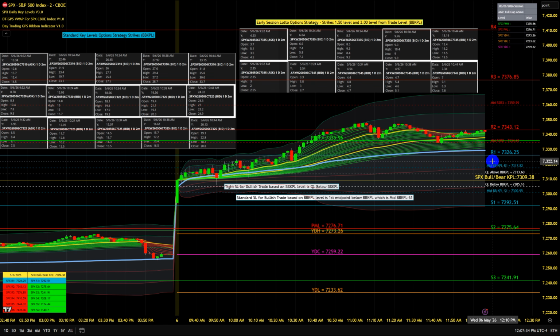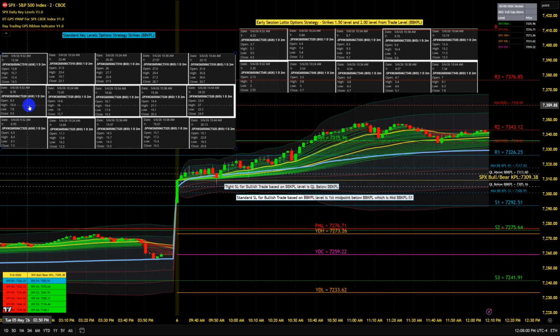The third and final one that you can consider using in the standard daily key levels strategy is going to be one full key level away in the direction of the trade. So in this case, since it's from the bull bear key price level, one full level away is R1 in the direction of this bullish trade. So that's 7326.25, so that is the 7325 option strike. As you can see here, we have all three of these strikes with the ask price for the 9:32 a.m. candle close. We're on a 2-minute chart.